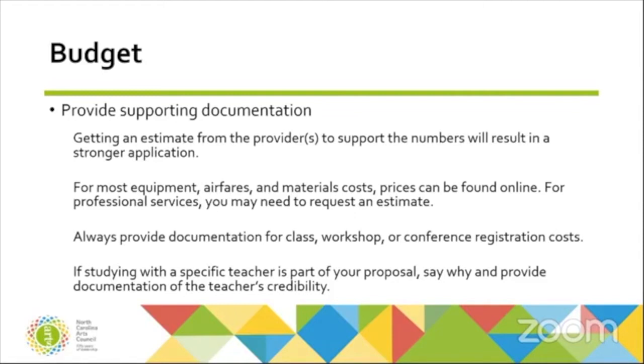Now, for classes and workshops, it is required that you prove the cost of that, so you will need to include that with your budget. And also, say if you're studying with a specific teacher or a mentor, or you're doing a one-on-one, say you chose this person, you'll have to provide documentation of the teacher's credibility. Now, this isn't so much budget documentation as overall supporting documentation for your application, but I just want to make sure that it is noted.